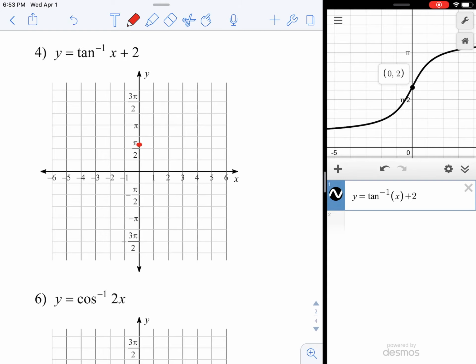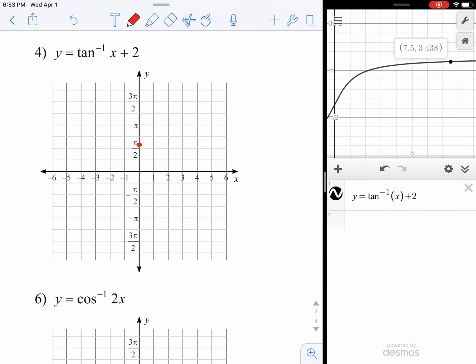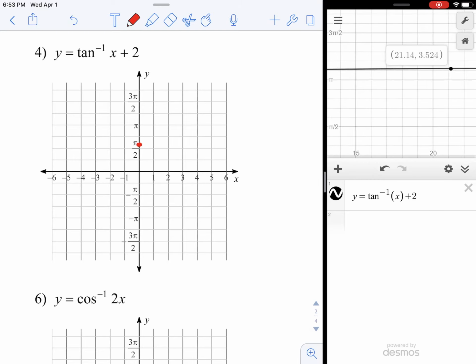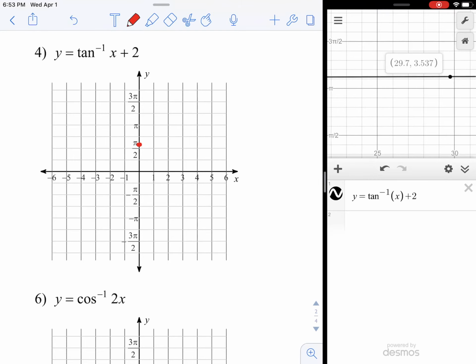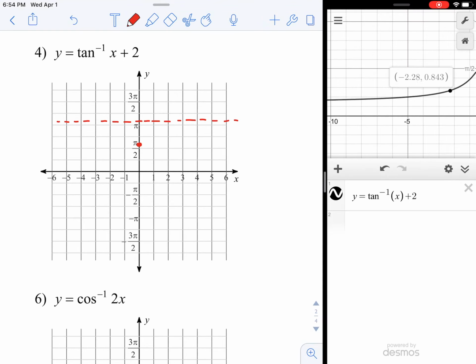And can we figure out some asymptotes here? Where does this go? What happens to the y coordinate? Looks like 3.5 something. So a little bit higher than pi. Pi is 3.14. 3.5 is going to be a little higher than that. It's an asymptote. And let's scroll this way.